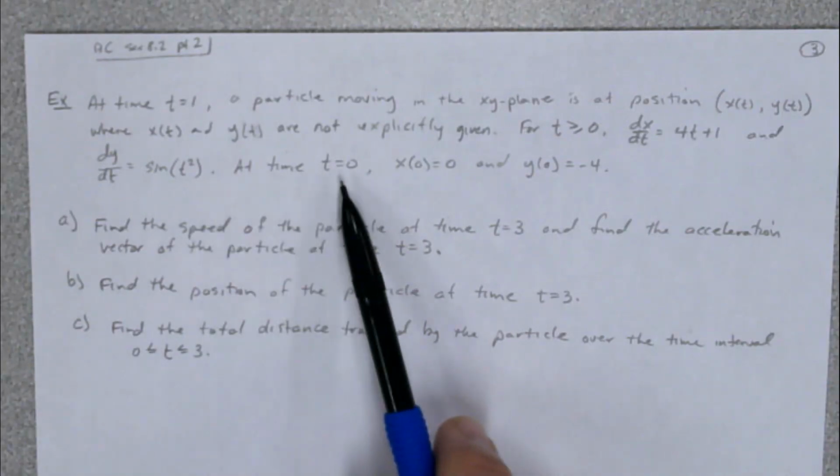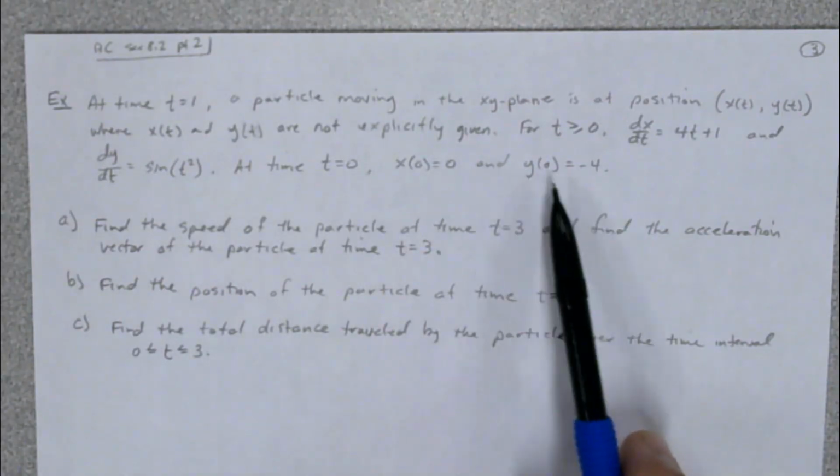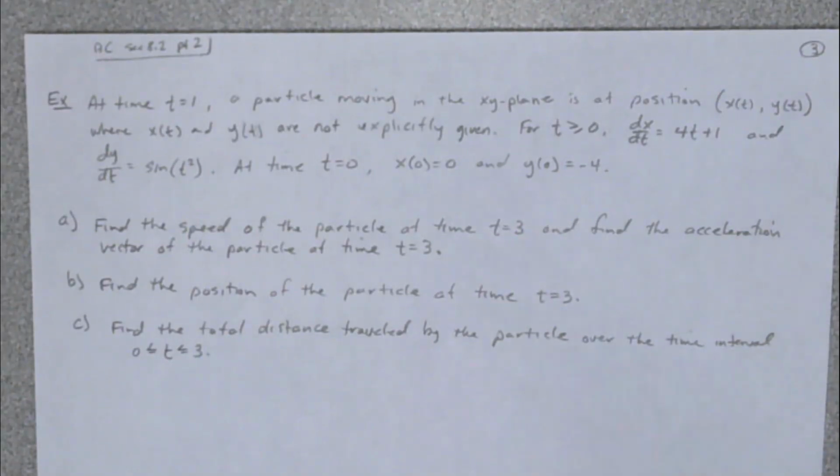At time 0, x of 0 equals 0 and y of 0 equals negative 4. Find the speed of the particle at time t equals 3, and find the acceleration vector of the particle at time t equals 3. So two parts to that one. Part B, find the position of the particle when t equals 3. And the last one, find the total distance traveled by the particle over the time interval from 0 to 3. All right, so go ahead and pause this, see if you can do all these things that this lesson was about, and we'll come back and I'll show you all the solutions.